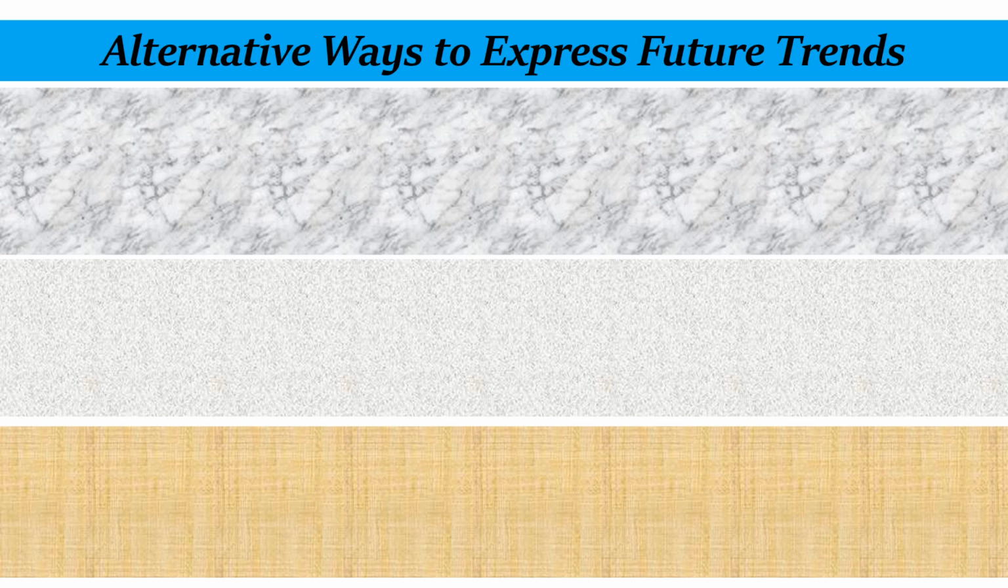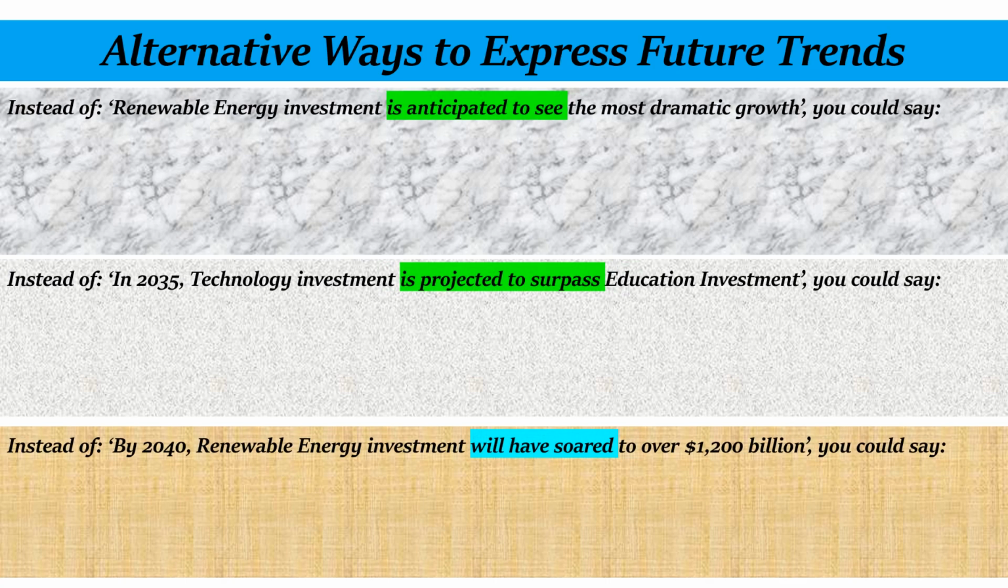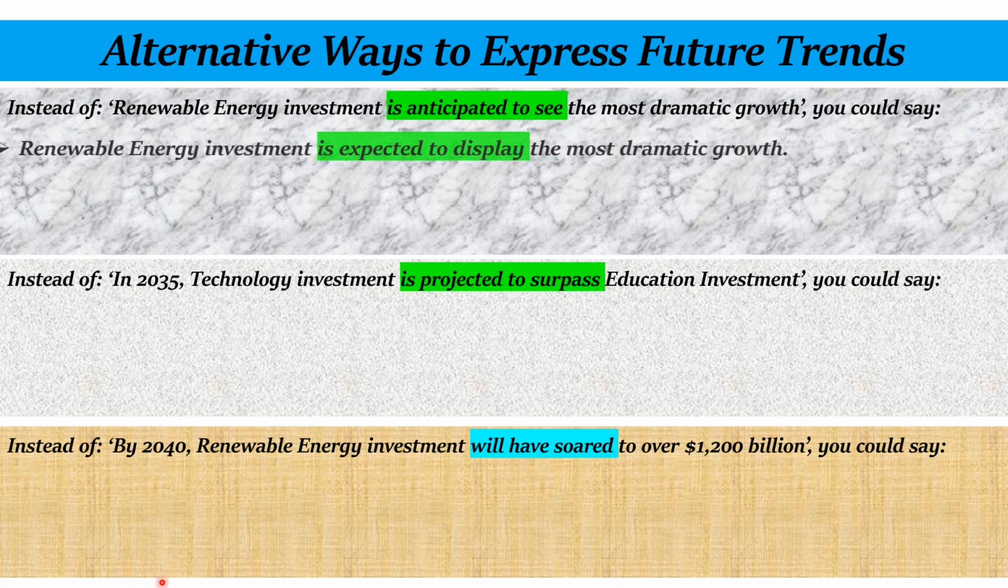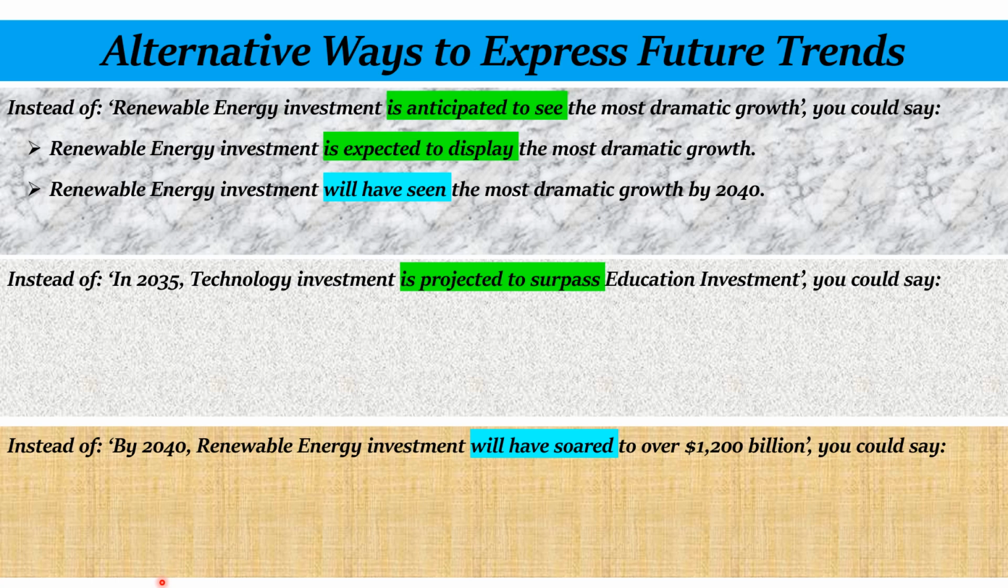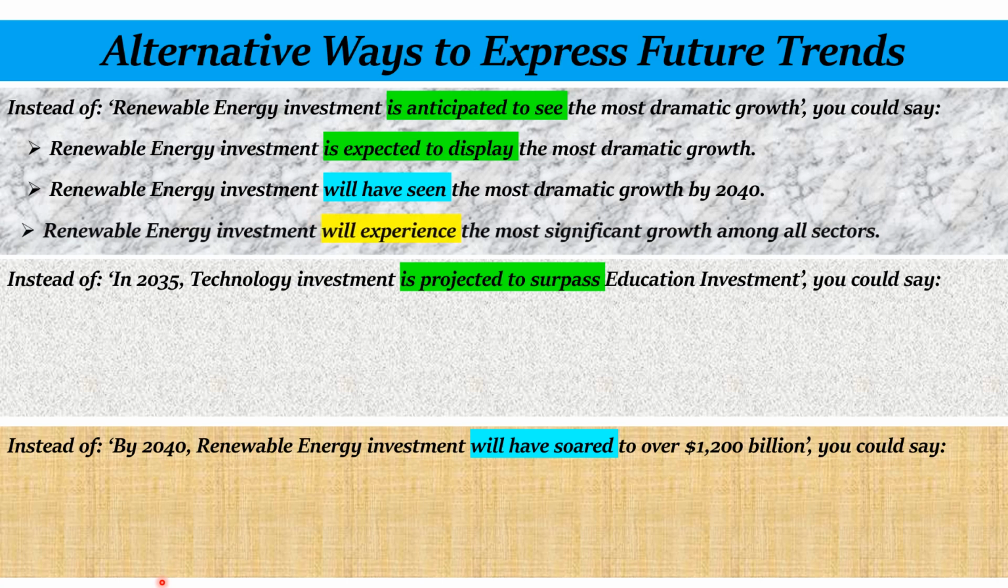On this slide, you can see 3 sentences taken from the description, along with 3 alternative ways to phrase each one. Let's look at the first example. Instead of renewable energy investment is anticipated to see the most dramatic growth, you could say renewable energy investment is expected to display the most dramatic growth, or renewable energy investment will have seen the most dramatic growth by 2040, or renewable energy investment will experience the most significant growth among all sectors.